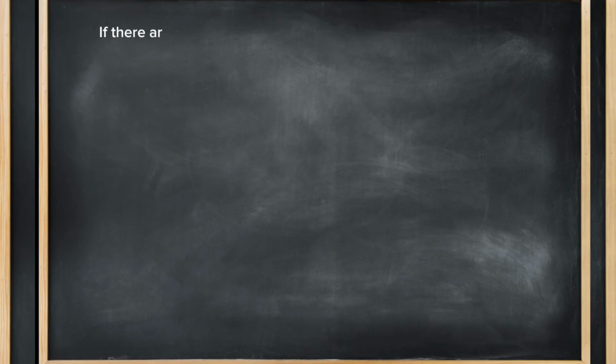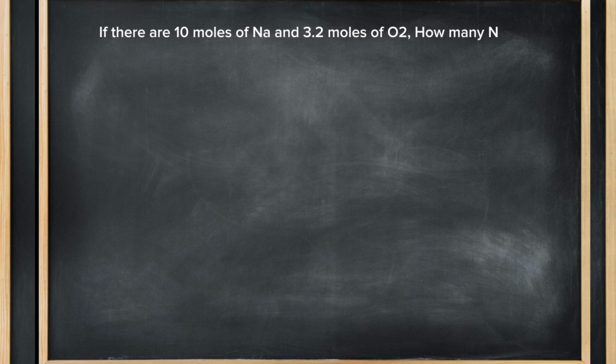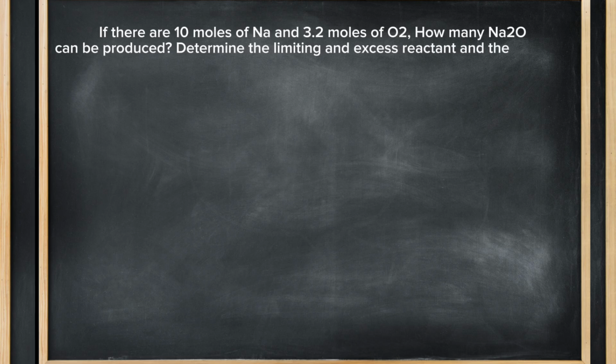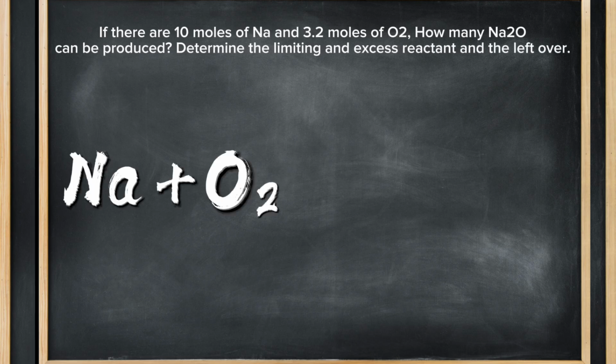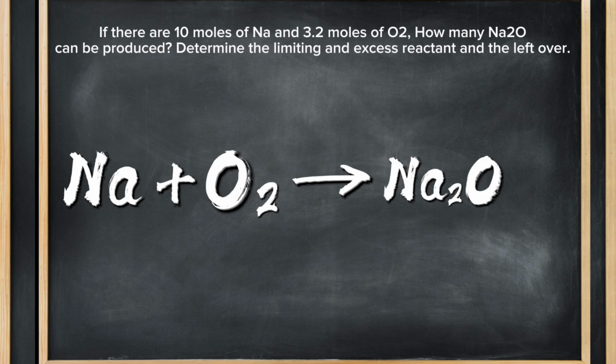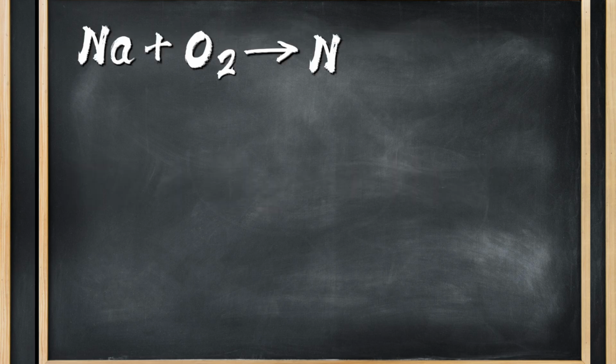If there are 10 moles of sodium and 3.2 moles of oxygen, how many moles of sodium oxide can be produced? Determine the limiting and excess reactant and the leftover. The equation is sodium reacts with oxygen and yields sodium oxide. Let us first balance the equation.